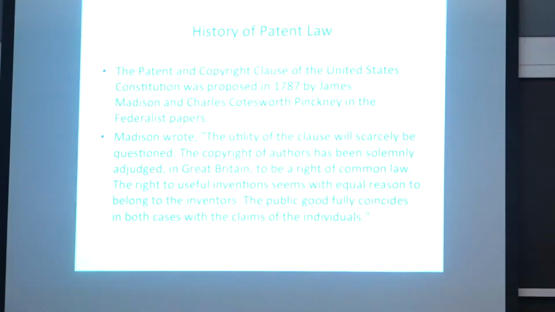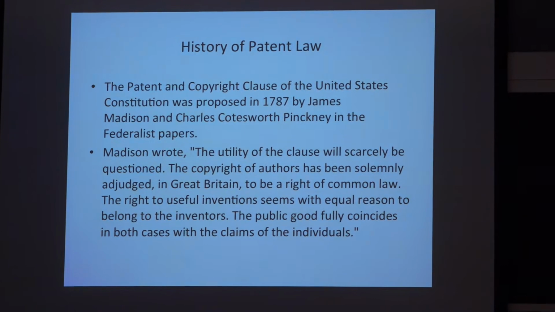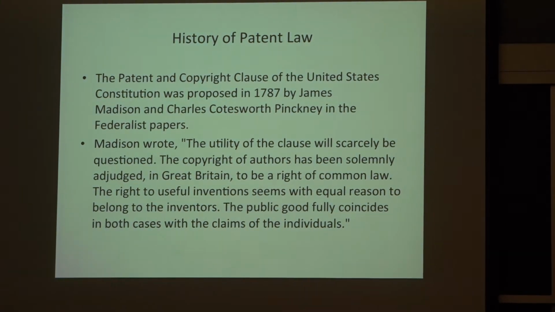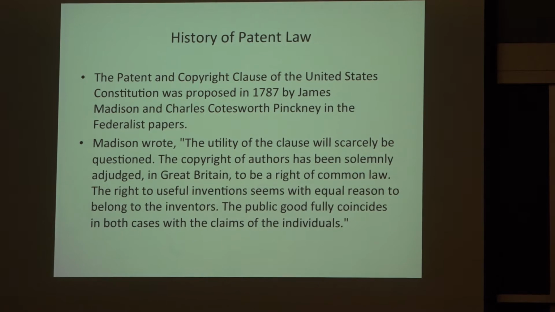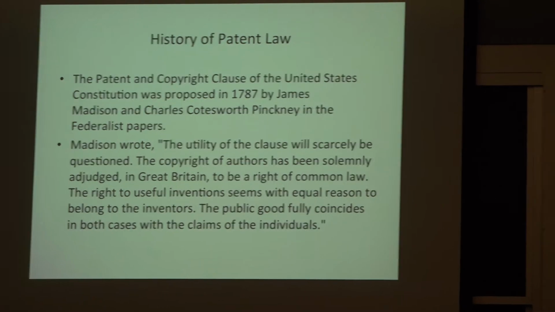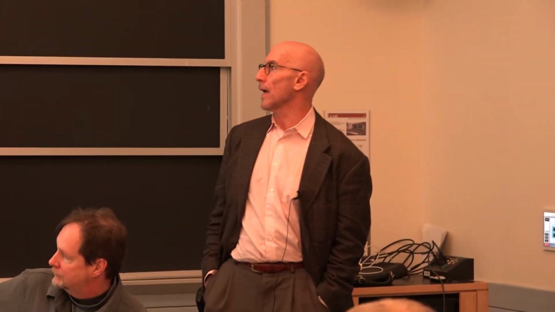So the Patent and Copyright Clause of the United States Constitution was proposed in 1787 by James Madison, who wrote in the Federalist Papers, and this shows you who these people were. "The utility of the clause will scarcely be questioned. The copyright of authors has been solemnly adjudged in Great Britain to be a right of common law. The right to useful inventions seems with equal reason to belong to the inventors. The public good fully coincides in both cases with the claims of the individuals."